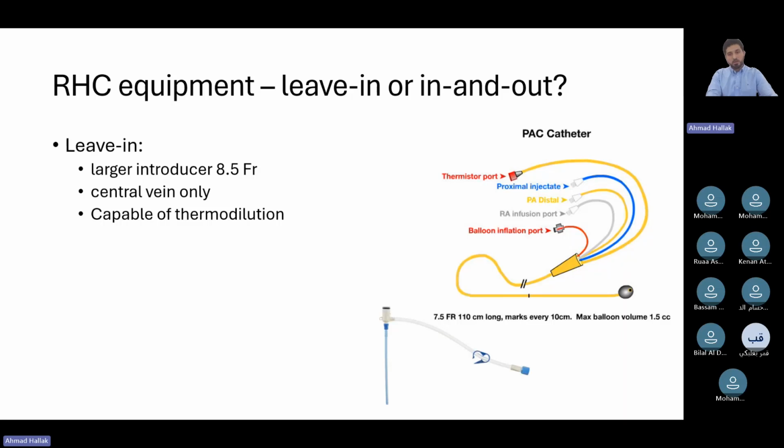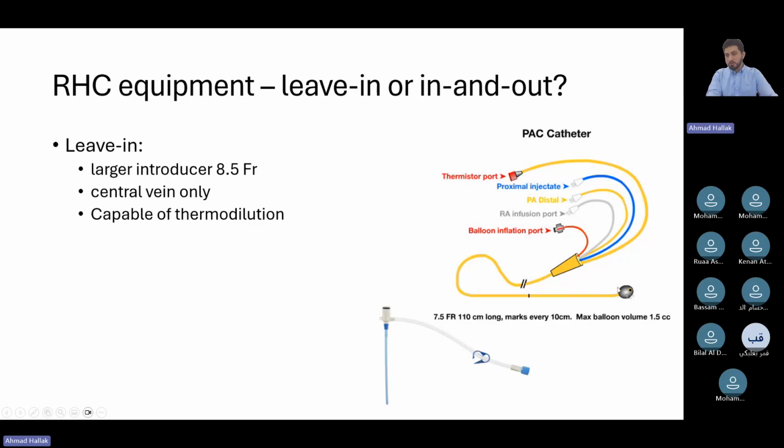So it has some drawbacks. It can only be done through a central vein, and it does need a larger introducer. One of the benefits is that it's also capable of thermodilution, which is not the case for several in and out Swans. So this is the Cordis that we use, 8.5 French, single port, single lumen. This is the Swan catheter.